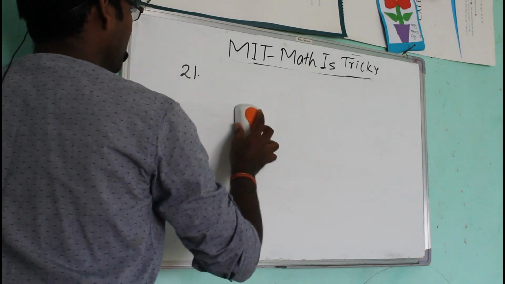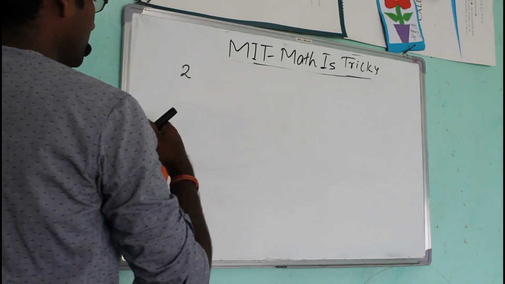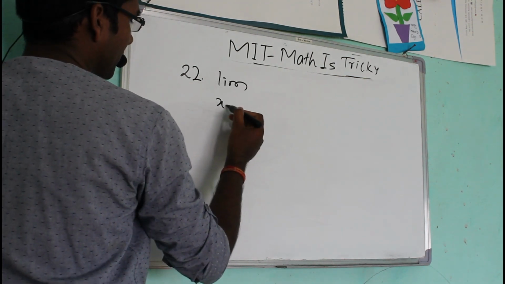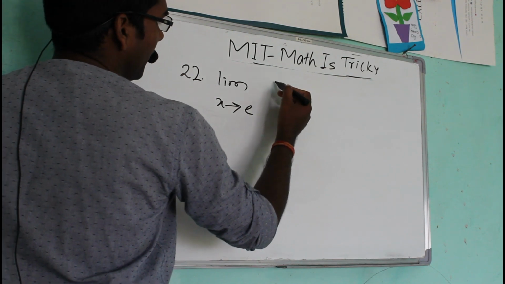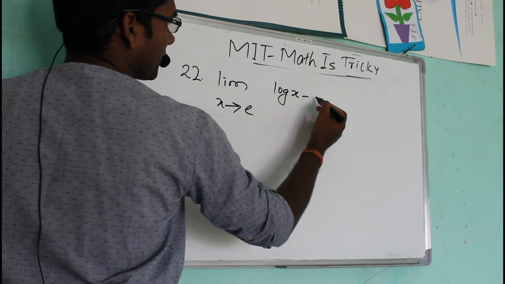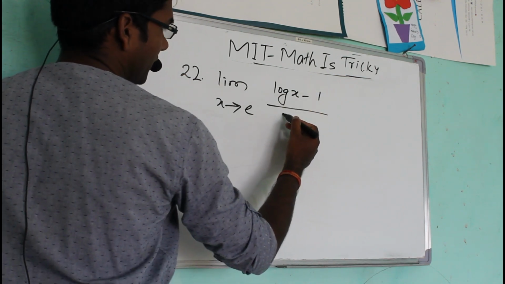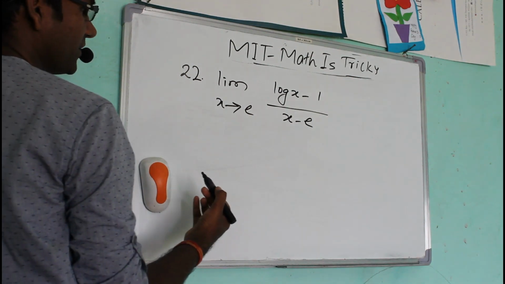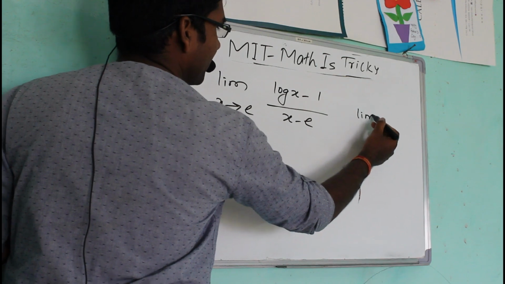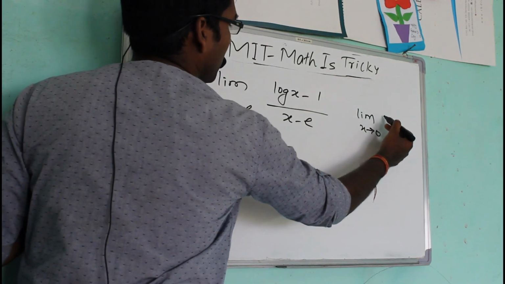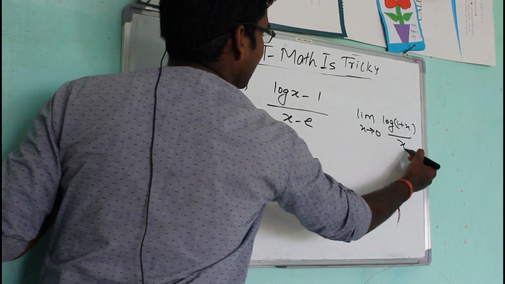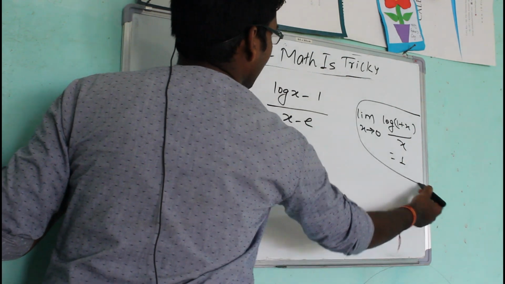So question number 22. Let's see here, question number 22. This problem is limit x tends to e, and then the problem is (log x minus 1) by (x minus e). This is the problem. For this I'm going to use this formula. See here, limit x tends to 0 of log(1 plus x) by x equals 1. This is the formula that I'm going to use.